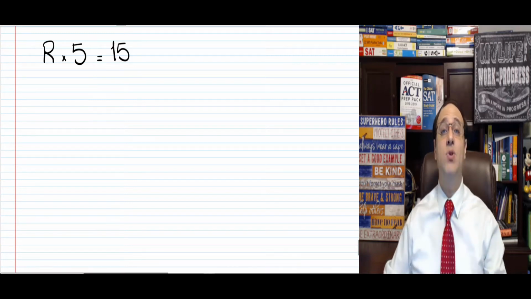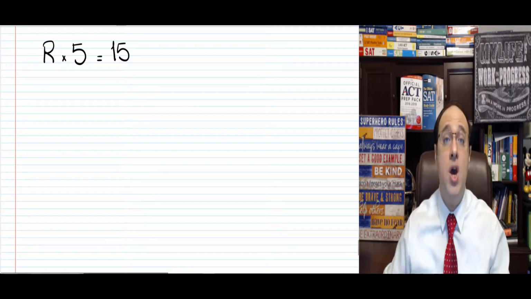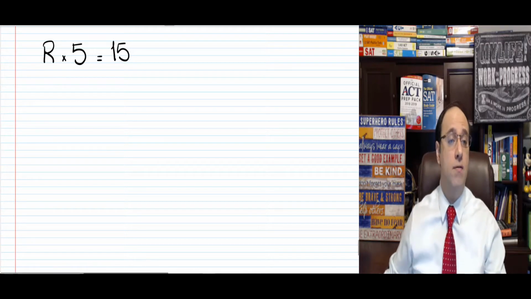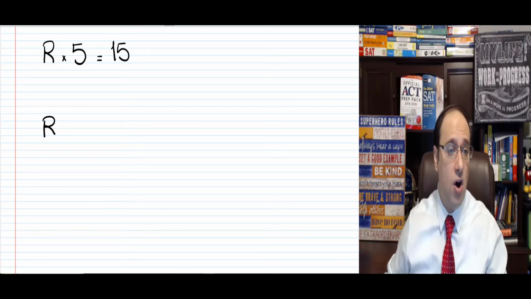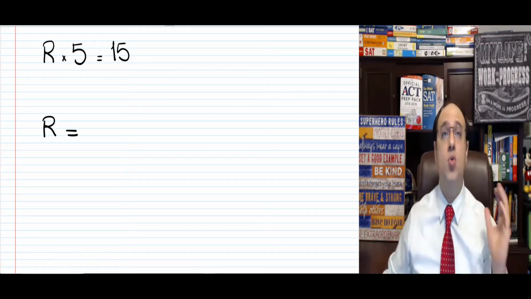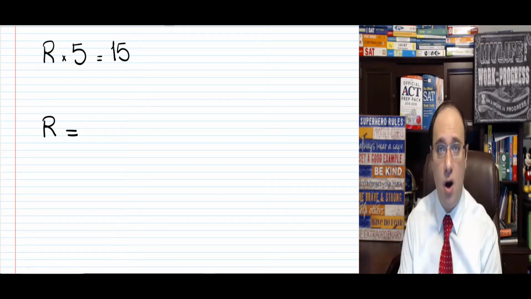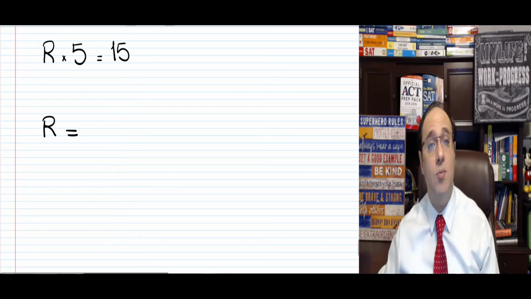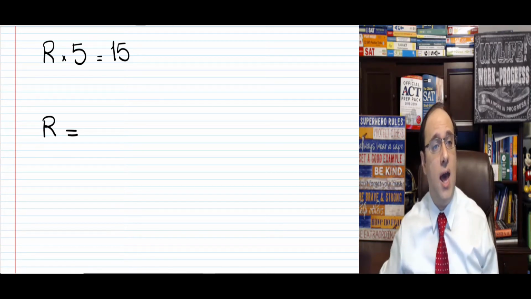Let's learn how to answer a question like this. We want to find the value of r. So I need to get r equals something by itself. In order to do that, we must get rid of anything next to the r, like we learned before. Now, next to the r right here, I have times 5.